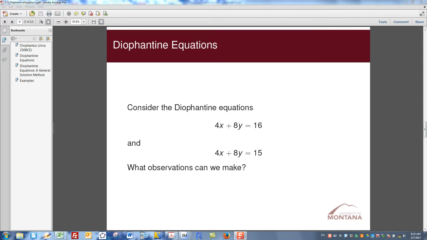Another thing you might notice is that the one that does appear to be solvable might be simplifiable, so you could reduce its complexity by dividing both sides by 4. You might also notice that there seem to be multiple solutions. For example, for the 4x plus 8y equals 16 equation, the first equation, a second solution in addition to the one we've already identified might just be 0, 2, so x is 0 and y is 2. So some interesting things to notice there. Let's go ahead and move on and think a little bit more deeply about it in the next slide.